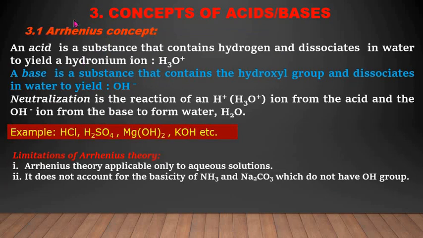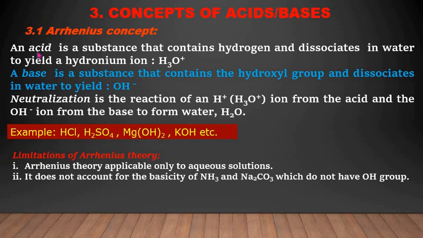The third point is the concept of acids and bases. Acids and bases are explained using three theories, given by three different scientists. The first is the Arrhenius concept, the second is the Bronsted-Lowry concept, and the third is the Lewis concept. We are going to discuss how they explain acids and bases. The first theory is the Arrhenius concept.